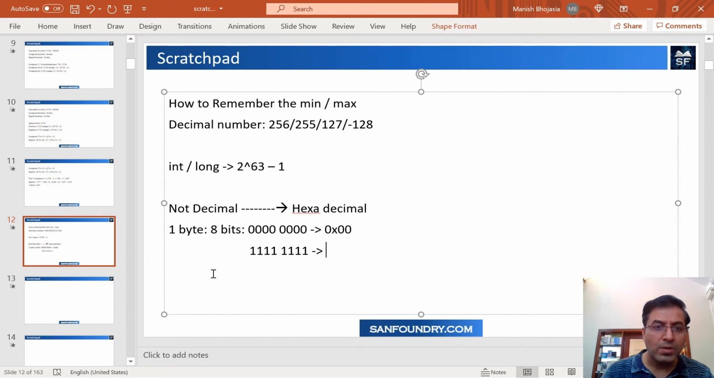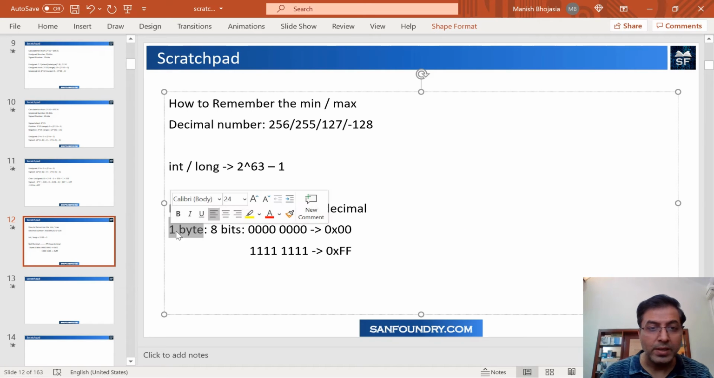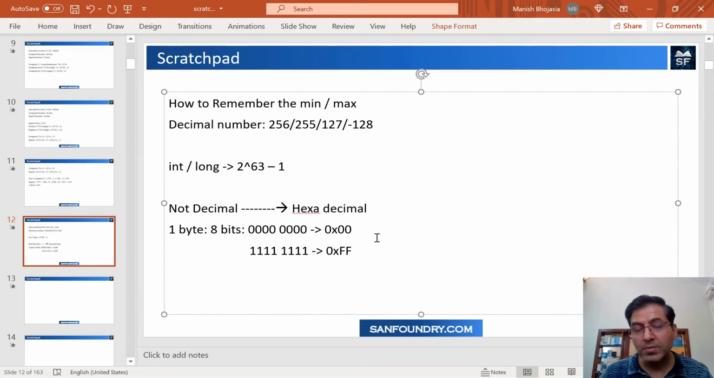Some of you already know how to convert this binary number into hexadecimal. That is the bare minimum requirement for a computer programmer. In hexadecimal representation, these 4 ones are represented as F and these 4 ones are represented as F. So essentially we are looking at a number which is 0 to FF on a 1 byte entity, right? So think about a 1 byte entity. We talked about character. What is the minimum and maximum possible value for a character data type? That is what we have to think about, isn't it?